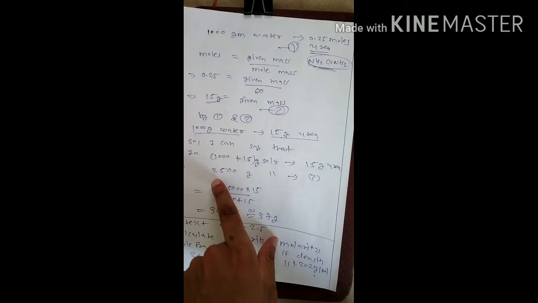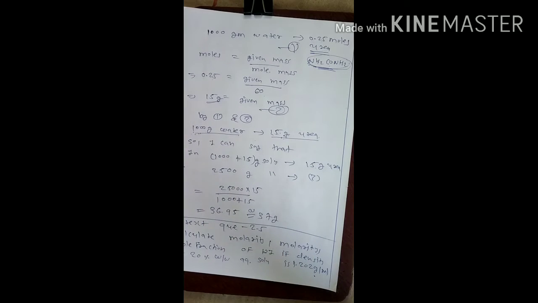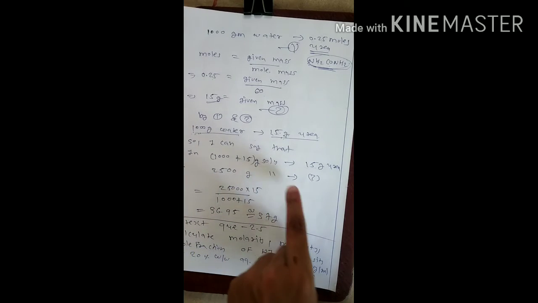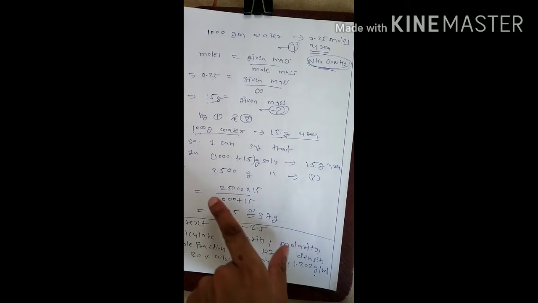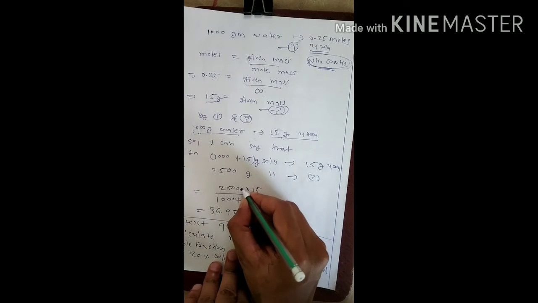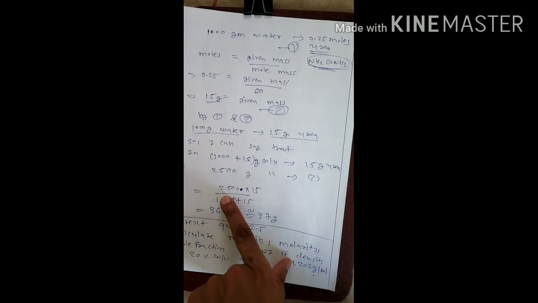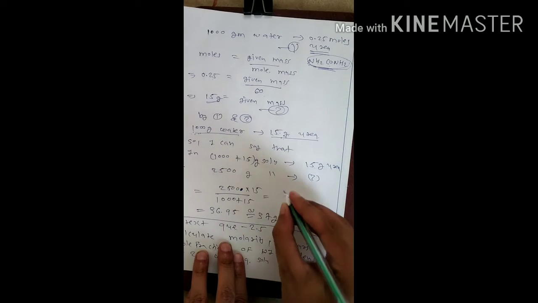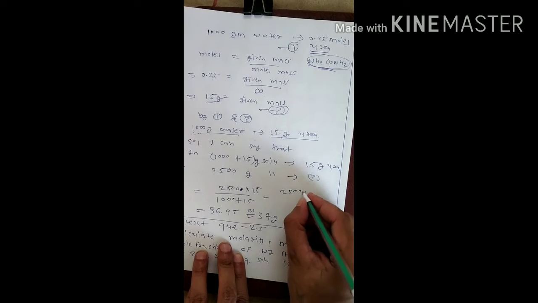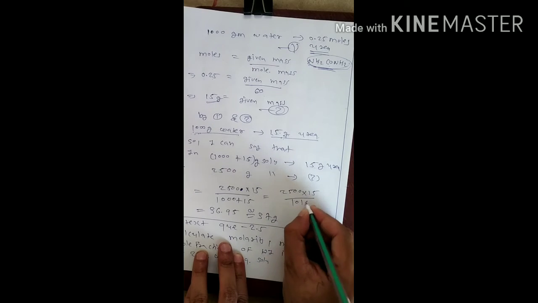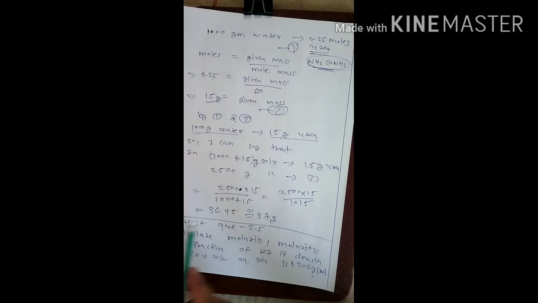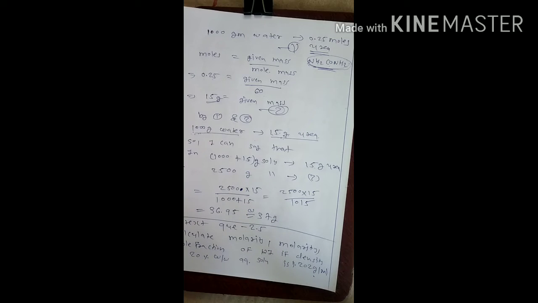So how much do we want to make? We want to make 2.5 kg, that means 2500 grams. In 2500 grams, how much urea do we need? So by cross multiplying it, 2500 into 15 divided by 1000 plus 15. So you will get 2500 into 15 divided by 1015. By calculating this you will get 36.95. It is almost 37 grams of urea.